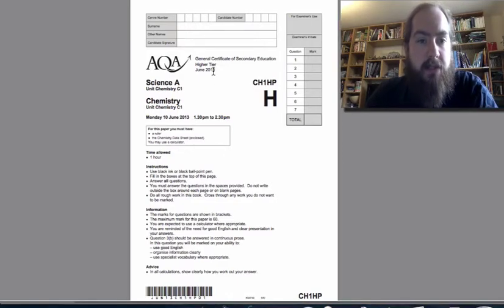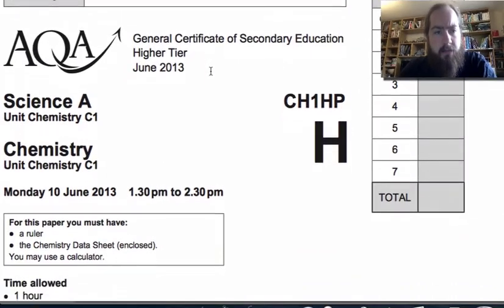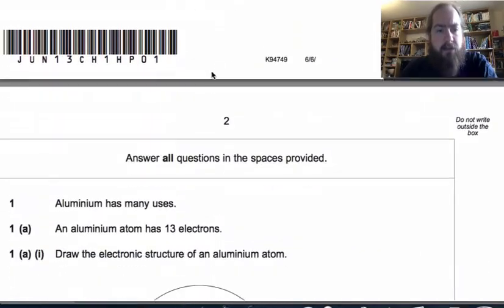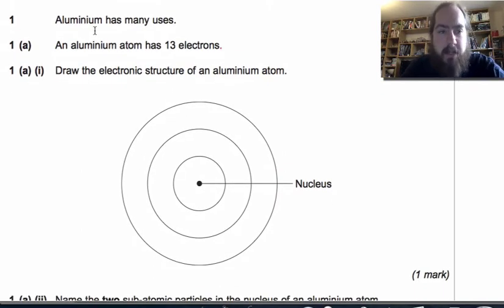Okay, so this is the paper. We're going to go straight to question 1. Aluminium has many uses. An aluminium atom has 13 electrons. Draw the electronic structure of the aluminium atom.